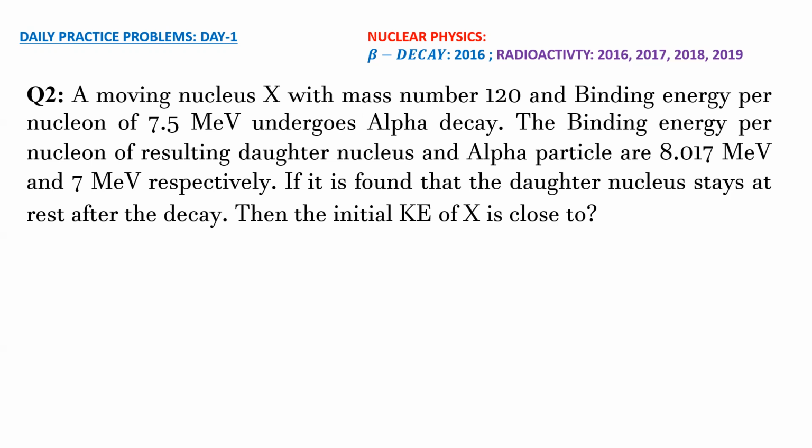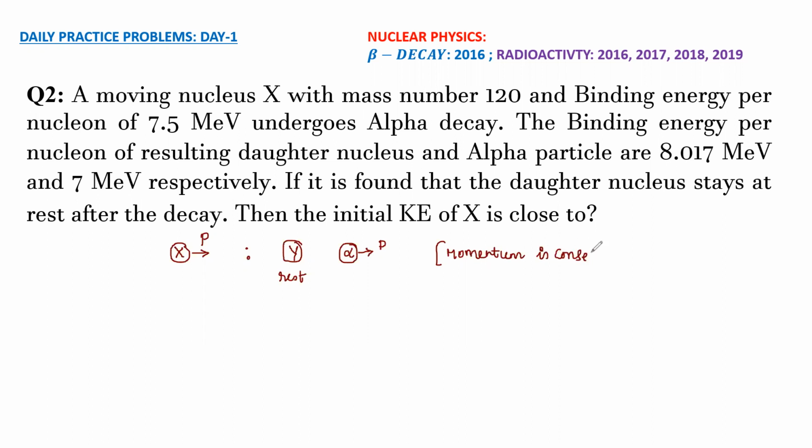So guys, here what we have is a nucleus X. Let's say it has momentum P, and after a while the nucleus decayed into Y, which is at rest, and an alpha particle which will have the same momentum P. Why? Because momentum is conserved in all the nuclear reactions that we discuss.